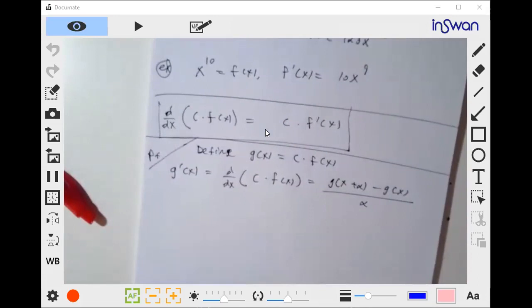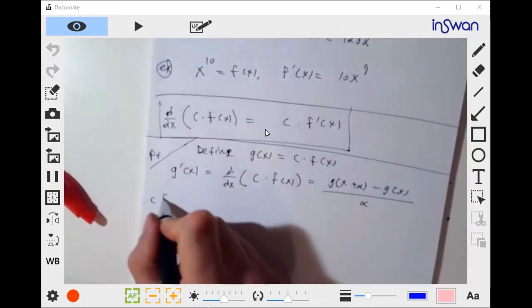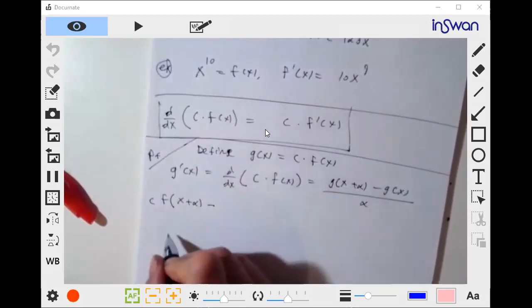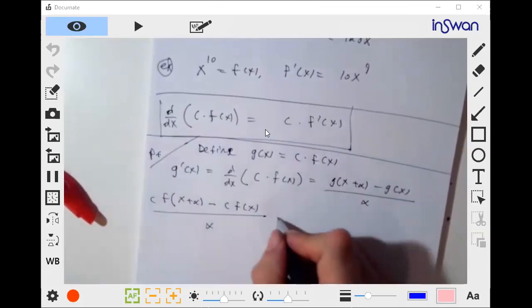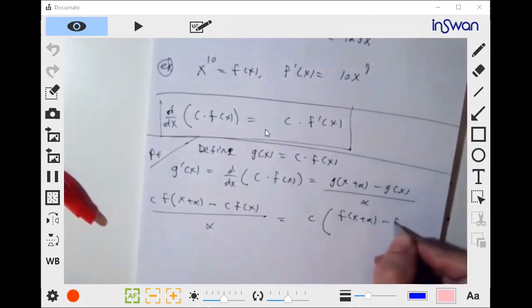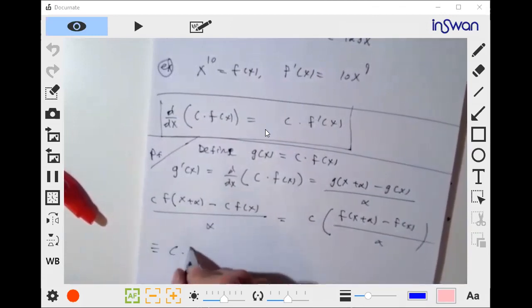Now let's utilize our definition of g of x. So this becomes c times f of x plus alpha minus c f of x all over alpha. Notice that we can factor out a c, and this becomes f of x plus alpha minus f of x, everything divided by alpha. Notice that this is by definition equal to c times f prime of x. And so we're done.